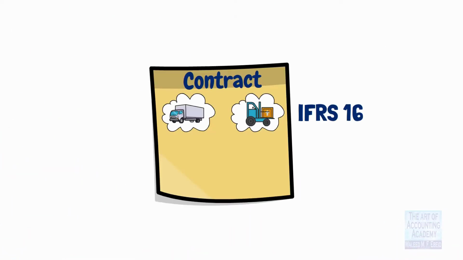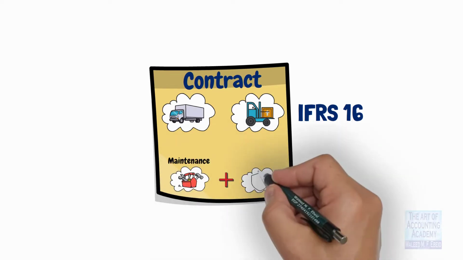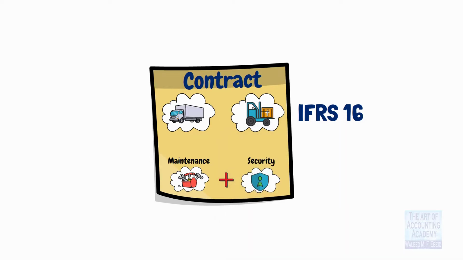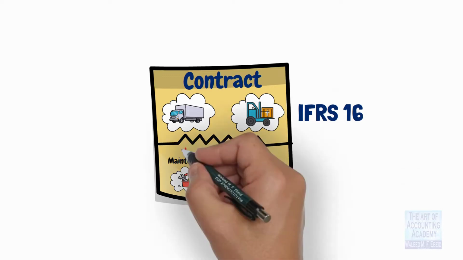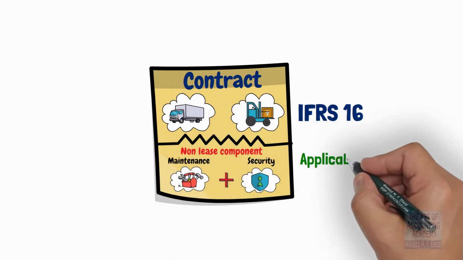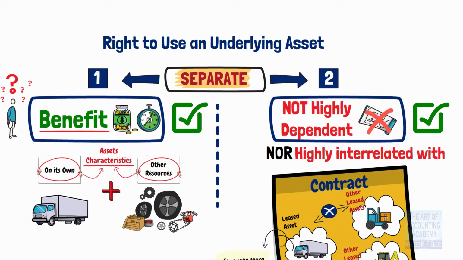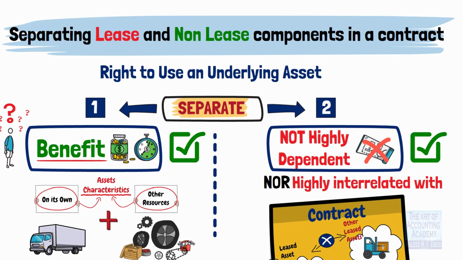Now, assume that the lease agreement stated that in addition to the leased vehicle and forklift, the lessor shall provide maintenance and security for these leased assets. These services are not lease transactions. They are non-lease components that should be accounted for using the applicable standards and not IFRS 16. These are the two criteria that lessees should consider when identifying and separating lease and non-lease components within the lease agreement.